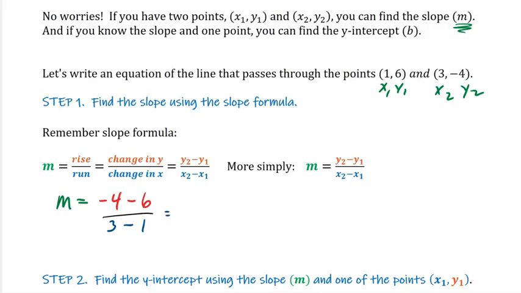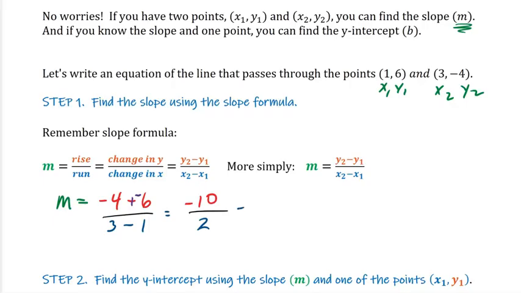Okay, now let's do our math magic here. Negative 4 minus 6. Now please remember what subtraction is. It is adding the opposite. So we are going to add the opposite of 6, which is negative 6. So negative 4 plus negative 6 is negative 10. And that's going to be over 3 minus 1, and 3 minus 1 is 2.